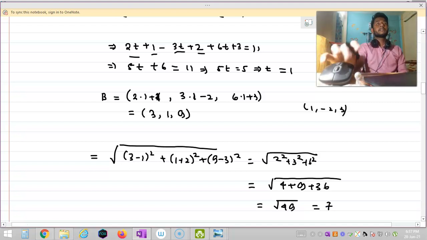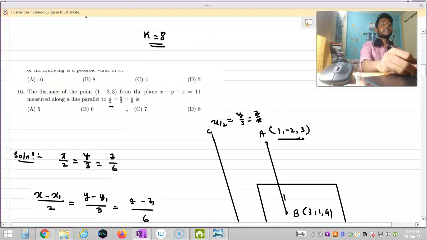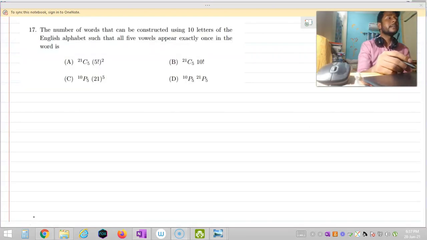Okay, now let us see the options. So C is our option 7. Hence we can say that C is our correct option. This is all about question number 16. Now let's solve question number 17, which says: the number of words that can be constructed using 10 letters of the English alphabet such that 5 vowels appear exactly once in the word.